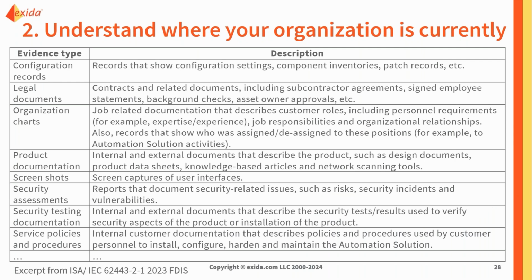For the next one, understanding where your organization is currently. And what I have on this slide is just a partial excerpt from the 2-1 FDIS copy from 2023. I believe in the next few weeks we will get an official updated release. So we are looking at the new version of 2-1 here. And basically, if you want to look at a compliance assessment, the standard defines what would be looked at for that, and the type of evidence required. This is only about half of the list.